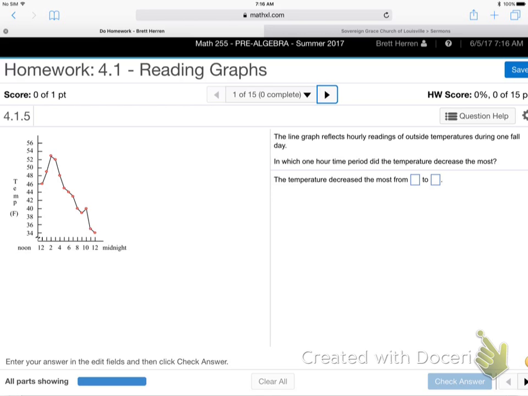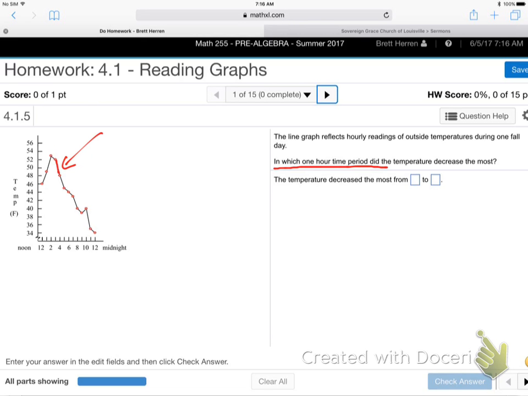In which 1 hour, okay, I didn't read all the question. Yeah, it's a little tricky. So, in which 1 hour time period did the temperature decrease the most? From 10 to 11. When is the steepest downward piece? I'm thinking it's like that. Isn't it this piece right here?